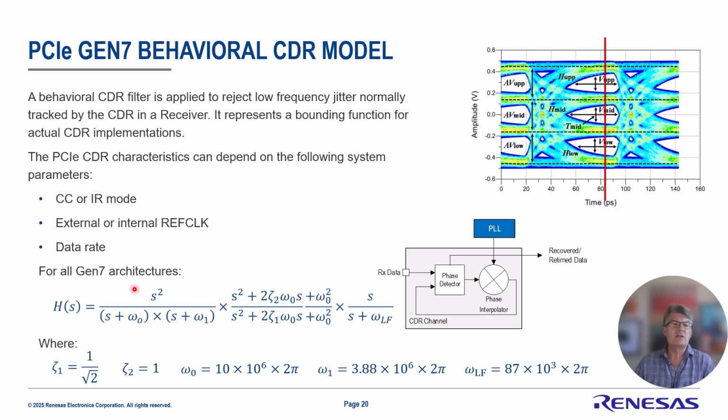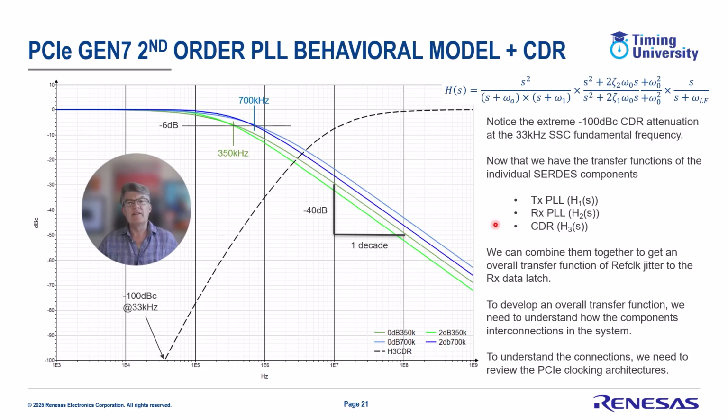So let's look at the plot for this equation now. It's the black dotted line. And the thing I'd like you to notice is, first of all, the goal of this CDR was to get to minus 100 dBc at 33 kilohertz. And we did so. Again, similar to the other plots, dBc is over on the left. The horizontal axis is in hertz, with this being 1 kilohertz, 1 megahertz, and 1 gigahertz.